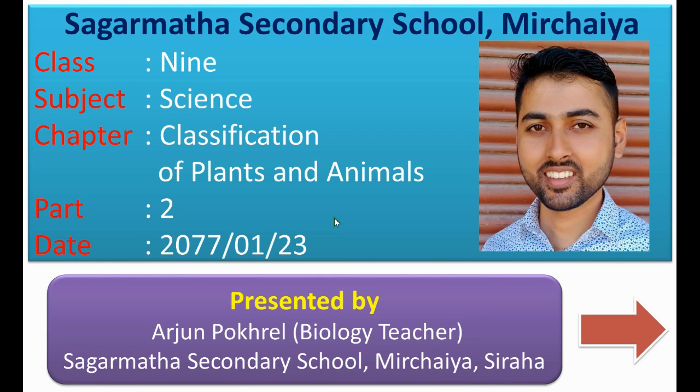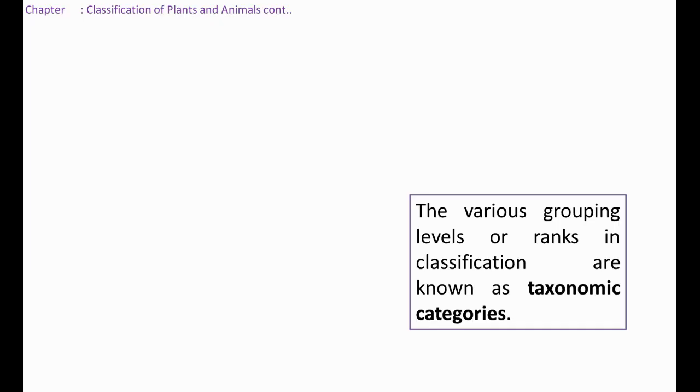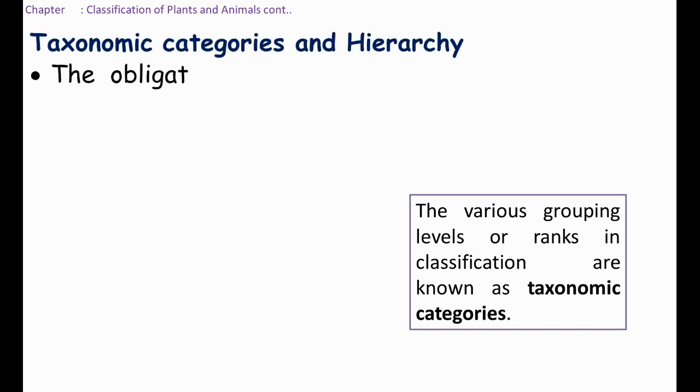Today I am going to teach the second part of classification of plants and animals. Dear students, in the previous class, I already told you about why classification is necessary, what we mean by classification, what taxonomy is, and what the binomial system of nomenclature is. Today I am going to teach taxonomic category and hierarchy.